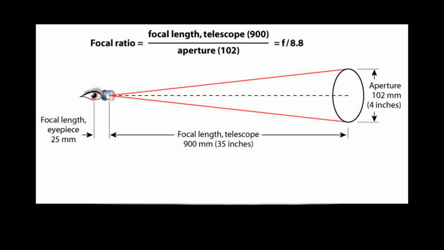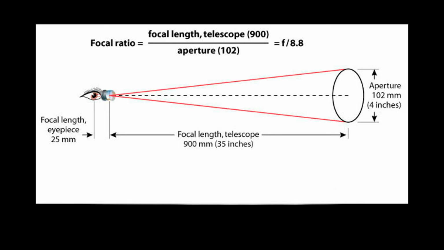In addition to focal length, there's another number that's useful when determining your telescope's performance. It's called the focal ratio, or F number. This value is simply the telescope's focal length divided by the aperture size. It's usually represented as the letter F followed by a slash and then the number, as in F6 or F10.